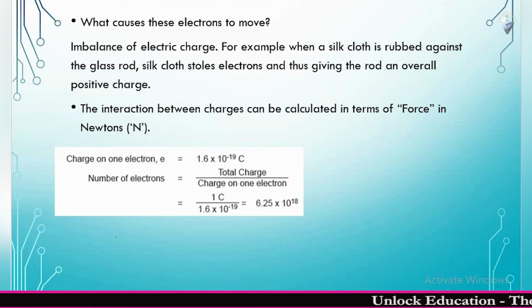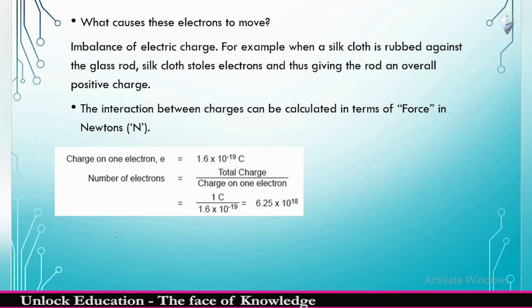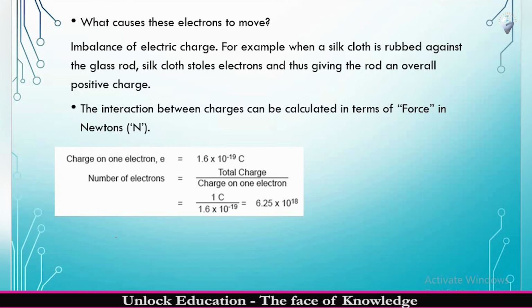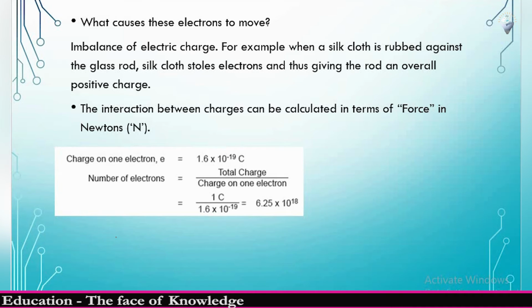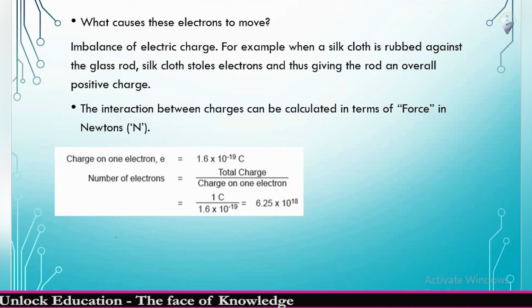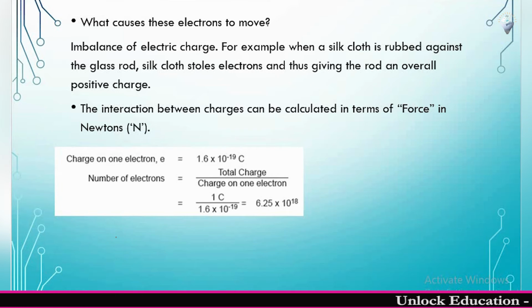Now, these interactions between charges can be calculated in terms of force in newtons. Before we calculate force, we need to measure the value of charges. Since objects can have both positive and negative charge, Q can have both positive and negative values. For example, the charge on one electron is 1.6 times 10 to the power minus 19 coulomb. Hence, 1 coulomb of charge contains 1 divided by 1.6 times 10 to the power minus 19, which is equal to 6.25 times 10 to the power 18 electrons.